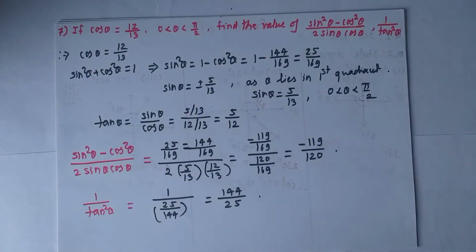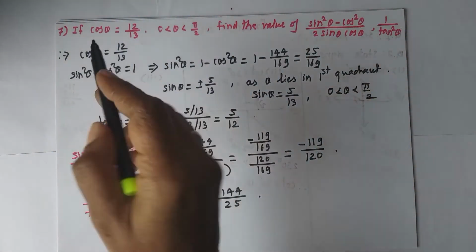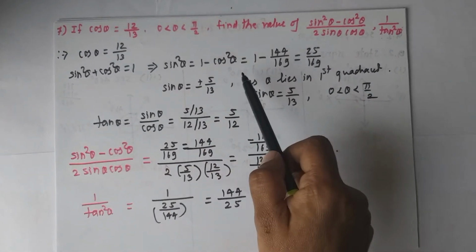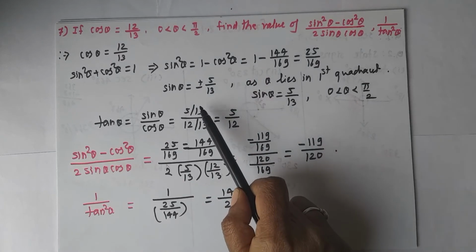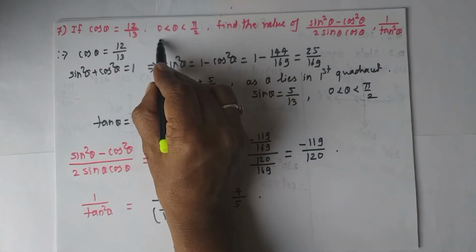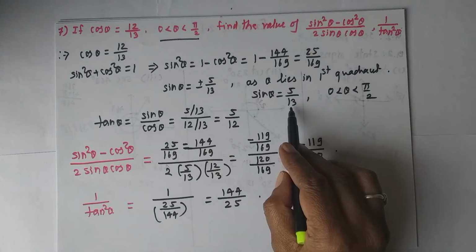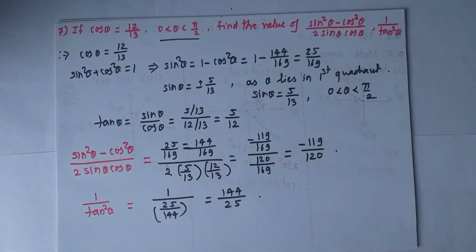Such types of problems are very easy. One of the trigonometric functions is given. Using a trigonometric identity, we have to find the second function. While taking the square root, you see the quadrant in which theta lies, and according to that, you take the sign of that trigonometric function and find out the remaining trigonometric functions.